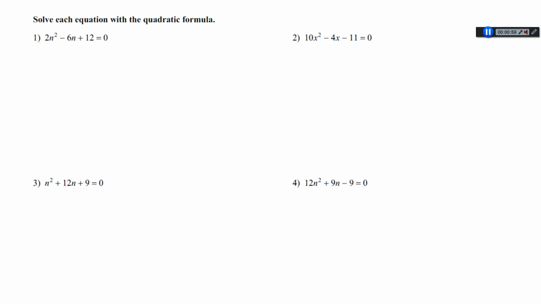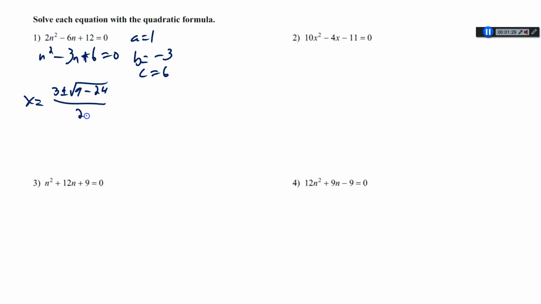So we got 2n squared minus 6n plus 12 equals 0. First thing I'm going to do here, just to make my life a little easier, is divide everybody by 2. So we have n squared minus 3n plus 6 equals 0. You could leave it, and it's going to give you the same thing. It's just we're going to have to simplify fractions later. So a is 1, b is negative 3, c is 6. So x is negative b, which is 3, plus or minus the square root, b squared is 9, minus 4ac is minus 24, all over 2a, which is 2.